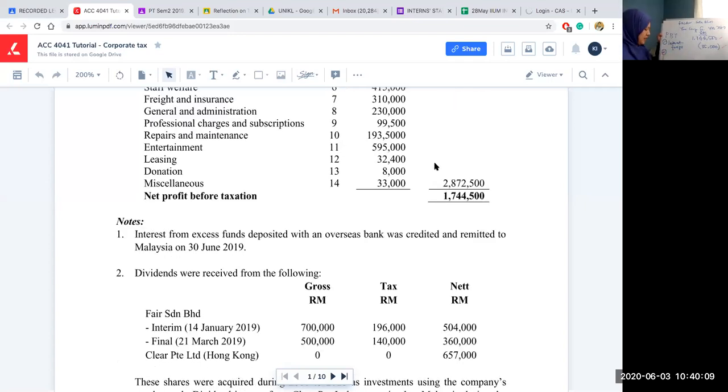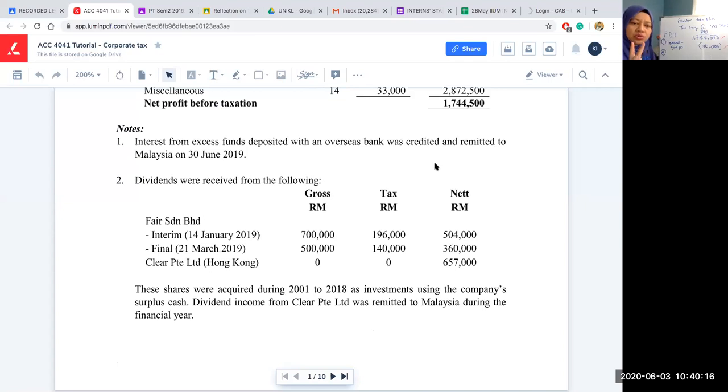You see that you have dividends, three types of dividend. You have two dividends from Fair Senja Berhad, and then you also have a dividend from Clear Private Limited. For Fair Senja Berhad, the interim dividend was paid in January 2019: gross 700,000, tax 196,000, so what you get is 504,000. The final dividend from Fair: 500,000 minus tax 140,000, net 360,000. And Clear Private Limited, it doesn't mention the gross or the tax, but what you get is 657,000.